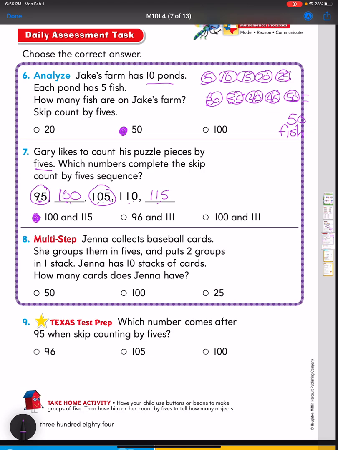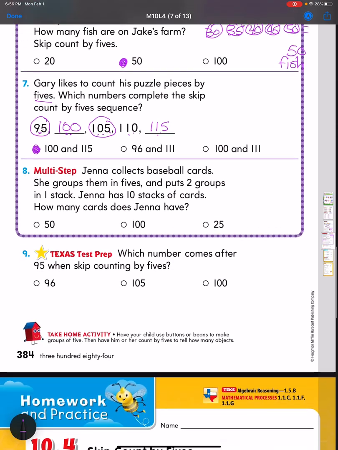All right, number 8. Jenna collects baseball cards. She groups them in fives and puts 2 groups in one stack. Jenna has 10 stacks of cards. How many cards does Jenna have? All right, so she puts 2 groups into one stack. That means in each stack, she would have 10 cards, right? Because they're in groups of 5, but it's 2 groups in one stack. 5 and 5 is 10, and she has 10 stacks.